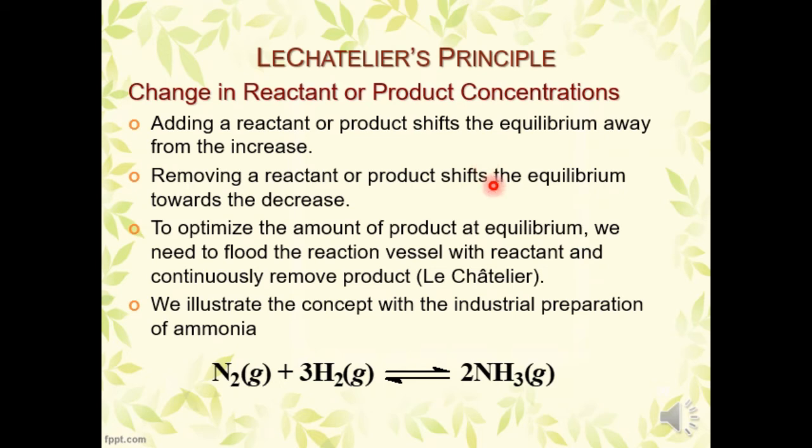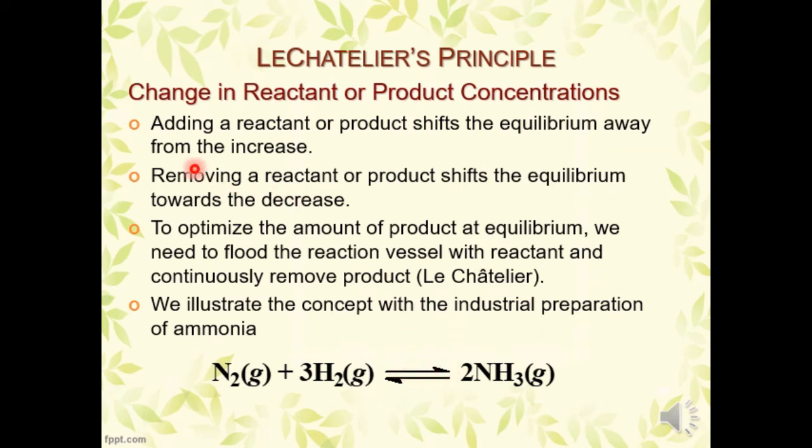So we add reactant, for example. We add reactant, so this will have more in terms of ratio. To decrease this, it will shift the equilibrium to form more product in order to compensate for the addition of the reactant just now. Remember, it shifts the equilibrium away from the increase. So you shift to the product side.